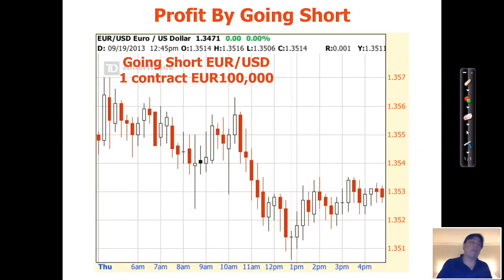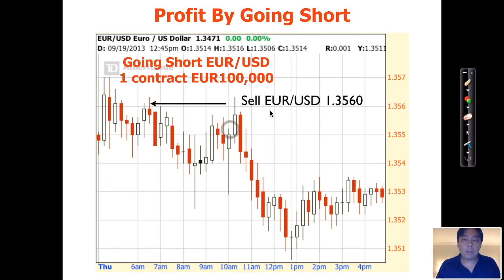So let's look at the opposite scenario, which is going short. So in this case, we believe the Euro USD is going down. The Euro is depreciating against the dollar. Okay, so we want to go short, and we short Euro USD at 3,560. We short one standard contract, one lot, which is 100,000 euros. All right, and say we are right, it goes down, and we then buy it back at 3,520. Okay, so how many pips do we earn?